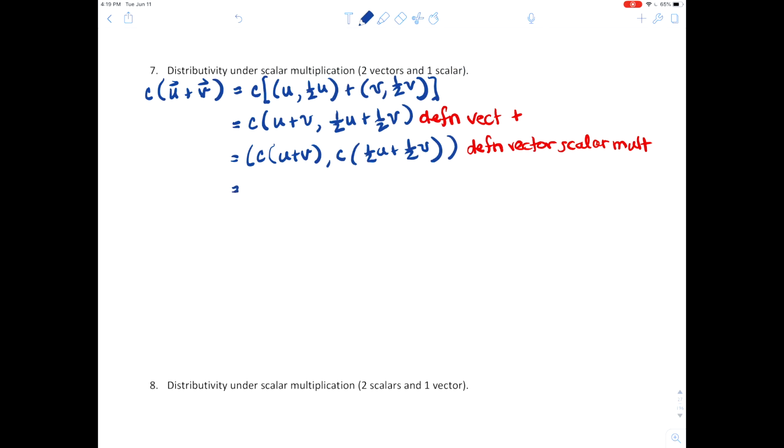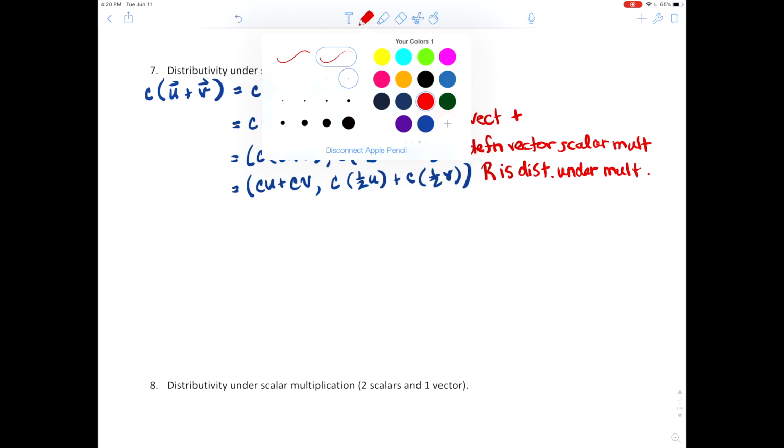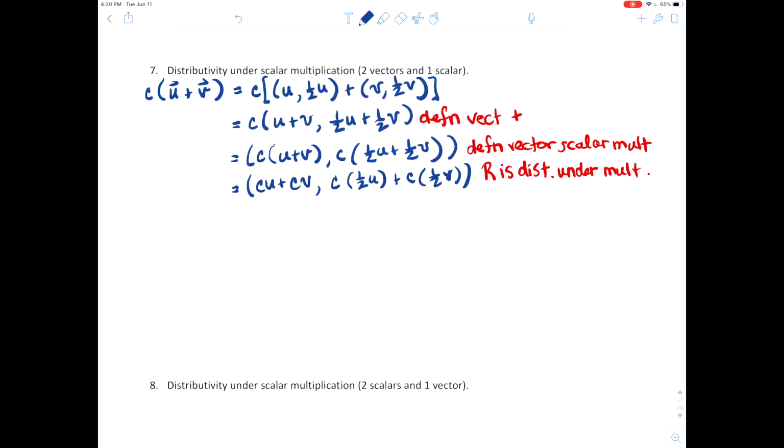So now, let's do it. Well, this will be C times U plus C times V as the first component, and then we'll have C times 1/2 U plus C times quantity 1/2 V for the second component. And we can do that because the set of real numbers is distributive under multiplication. We don't have to say scalar multiplication when we're in the real numbers because they're all scalars.